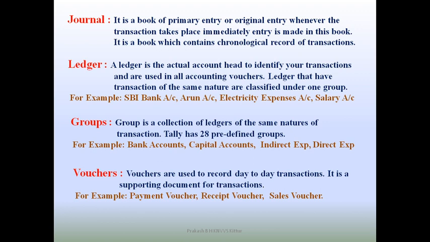Groups. A group is a collection of ledgers of the same nature of transactions. In Tally, we have 28 predefined groups, or you can create your own groups also. For example, bank accounts. Under the bank accounts group, we have different types of ledgers like Syndicate Bank account, Canara Bank account, Corporation Bank account, ICICI Bank account, etc. They all come under the group bank accounts.